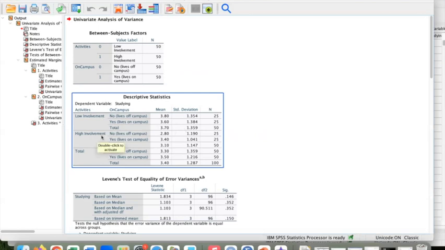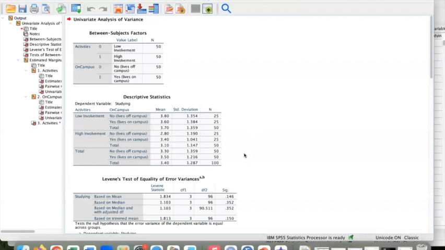Then the same for high involvement. For those who lived off campus was 2.8. Those who lived on campus was 3.4. And overall, everyone who was high involved studied for 3.1 hours. And then finally, if you just want to know the difference between people who lived on or off campus, it was 3.3 for people who lived off campus and 3.5 for people who lived on campus.